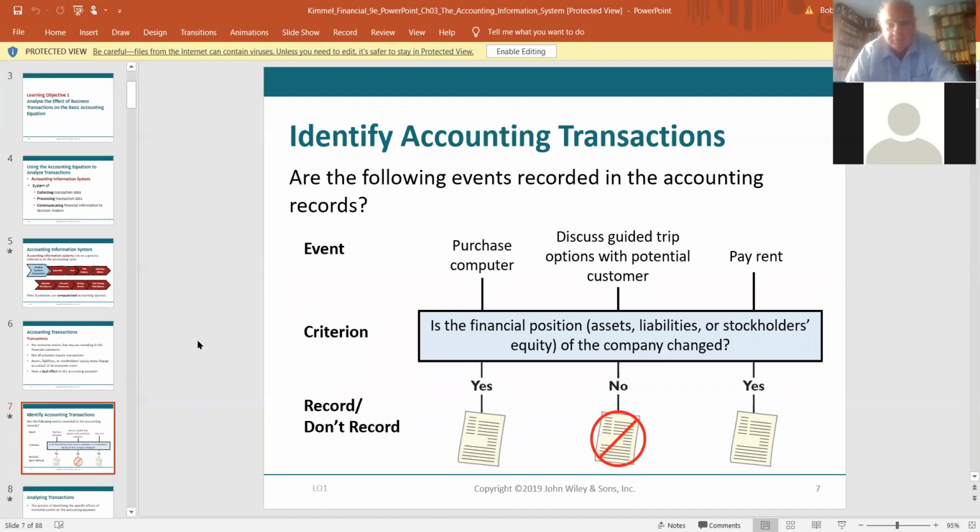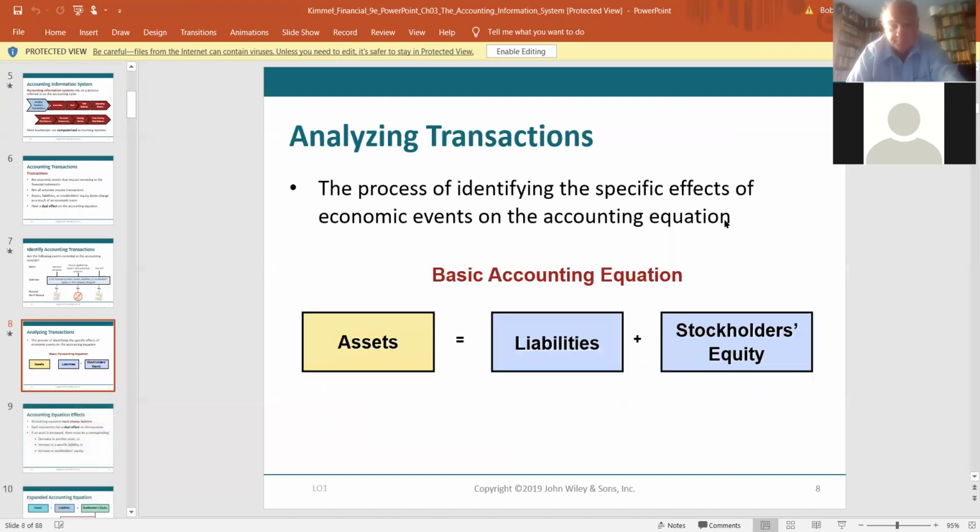Identify, are the following events recorded in the accounting records? Purchased a computer. Absolutely yes. Discussed a trip with potential customers. No, that's just a sales pitch, which we hope will result in a transaction. You pay the rent. Yes. So certain things you record, certain things you do not.